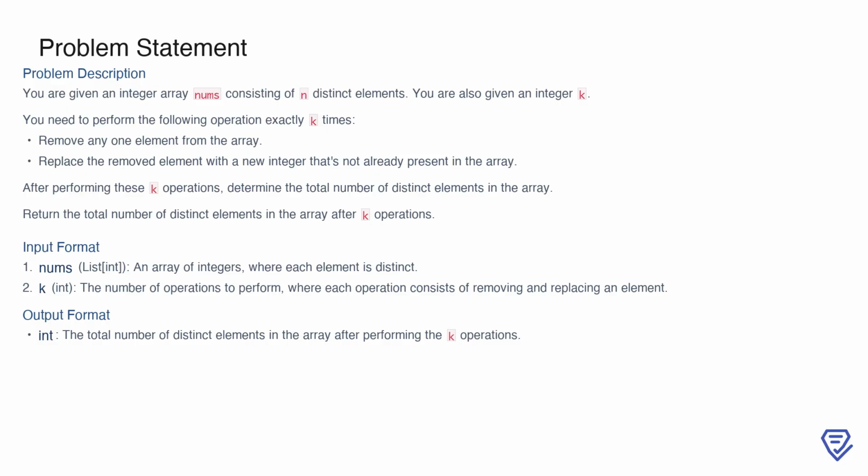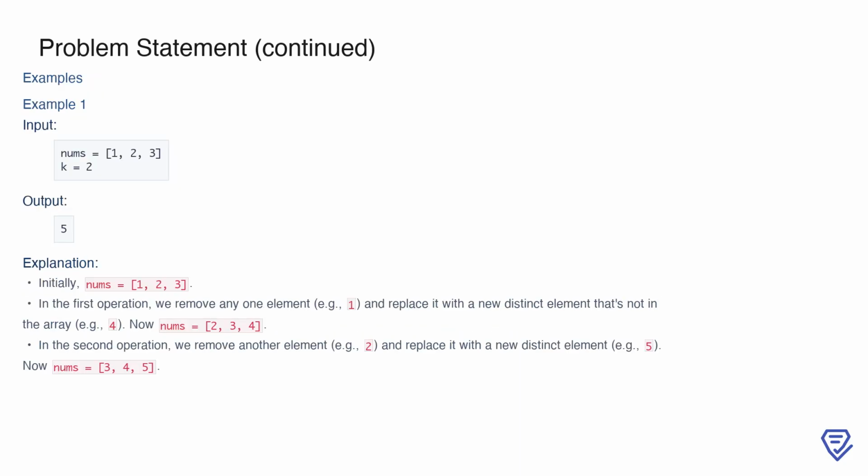For input, we are given the array nums as a list of integers, and k as the number of operations to perform. The output will be the total distinct count after all operations are complete. To better understand the problem, let's look at an example.